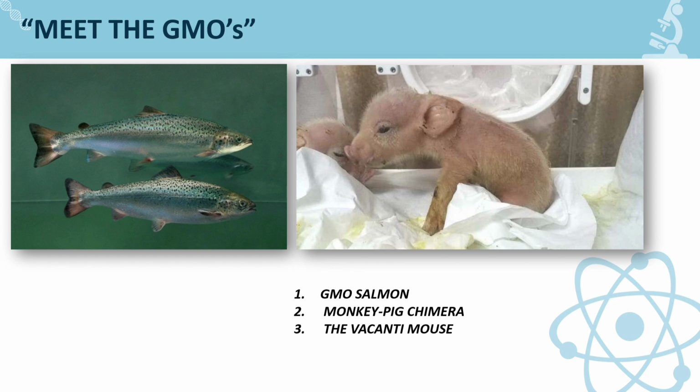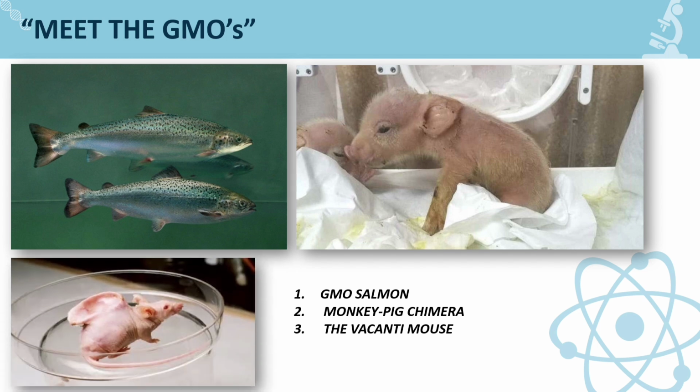And the next one is the monkey-pig chimera. The second image you are seeing is a pig, right? It's a monkey-pig chimera. And the third one is a vacanty mouse. You can see below that this mouse has a human ear on its back, which is also an example of a genetically modified organism. So these are the genetically modified organisms that have been created.